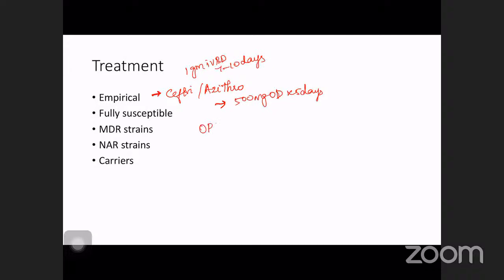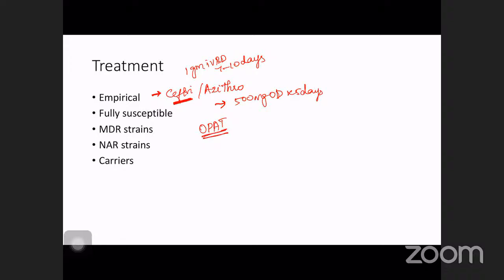Ceftriaxone we can also give as outpatient antibiotic therapy, or OPAT. The patient can come in the morning, get the dose of ceftriaxone, go home, and come back again to get the next dose. That you call an outpatient antibiotic therapy. The one thing with ceftriaxone is that we have to give it 1 gram IV BD.